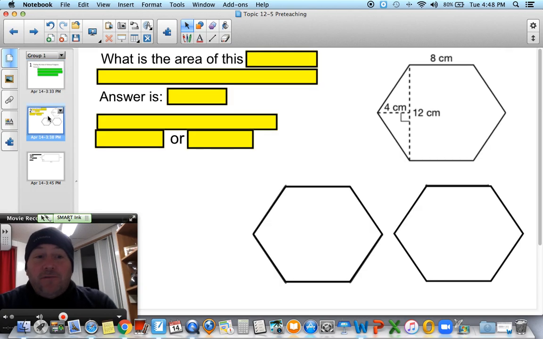All right, now, the first thing that we have in front of us is they are asking us, what is the area of this shape? What shape is that? Okay? Well, if you counted the sides, you see that you have 1, 2, 3, 4, 5, 6 sides, so that is a hexagon, okay?